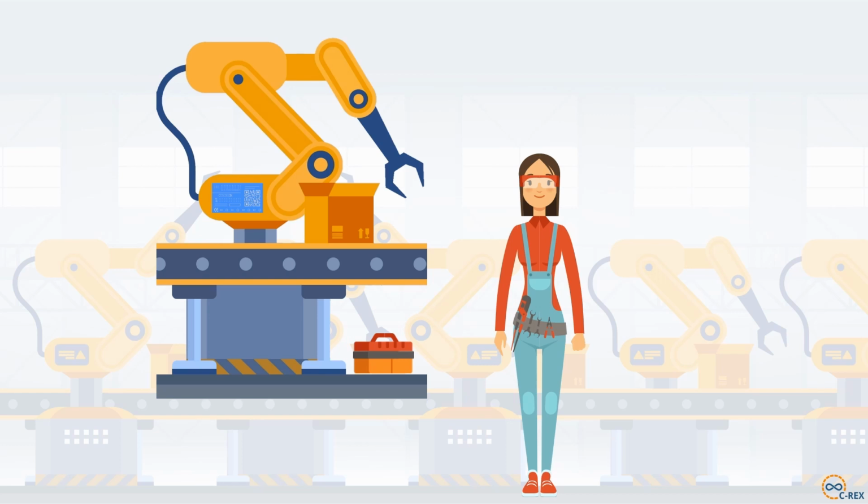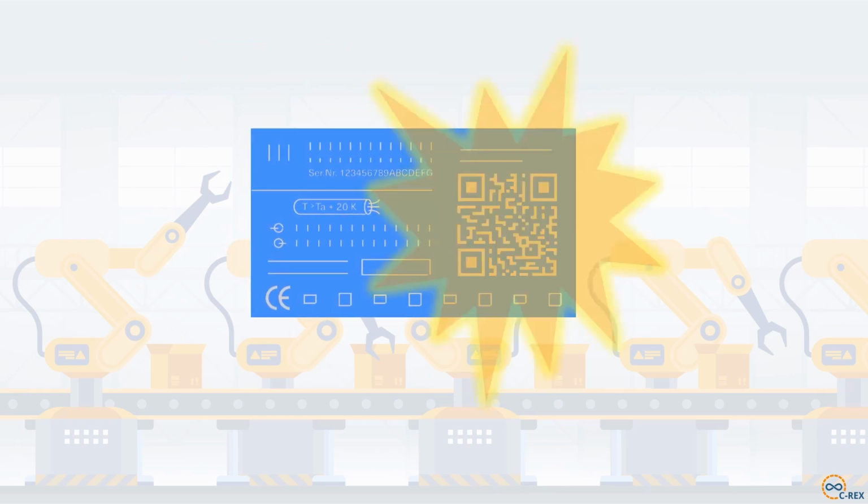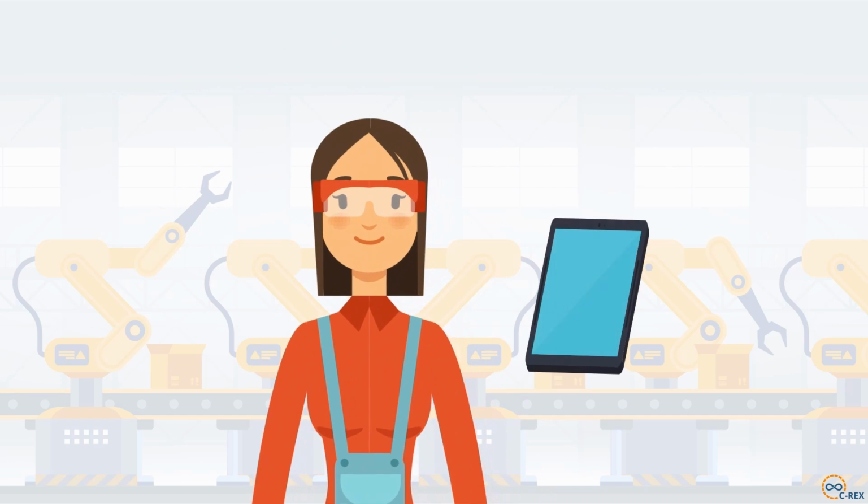Anne works in a company where the digital nameplate is already a reality. In addition to the mandatory technical information, the nameplate attached to the machine contains a QR code. A tablet has long been one of Anne's service tools. It gives her access to maintenance documents and machine information.